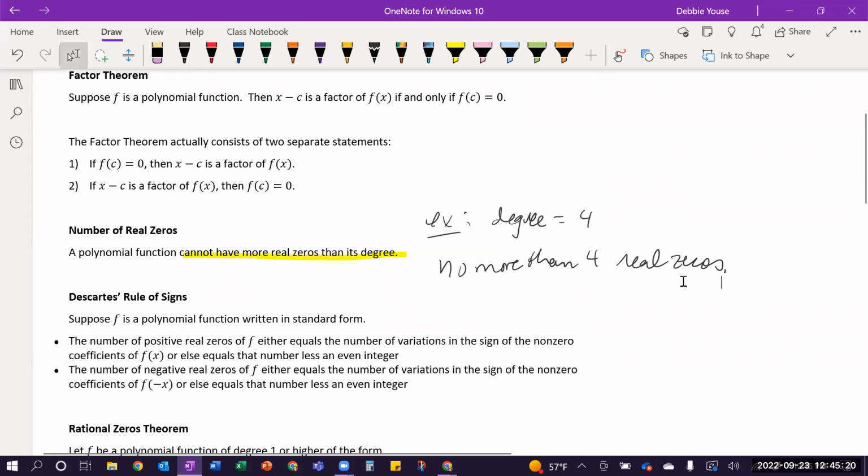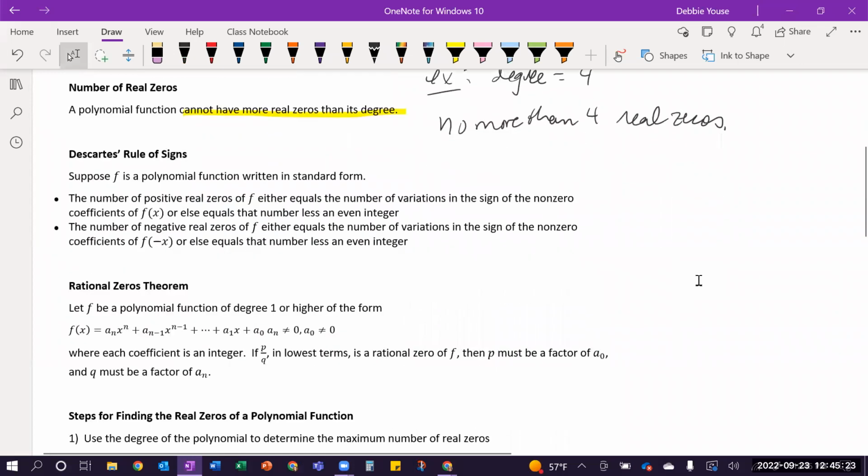And then we have something called Descartes' rule of signs. This isn't always required, but sometimes you might find it helpful. You can actually do problems without Descartes' rule of signs, but it's another tool in your toolbox that you could use to help you with polynomials. And I think I have an example that'll go along with it.